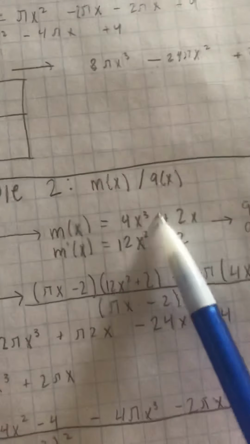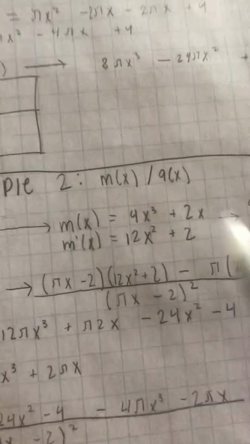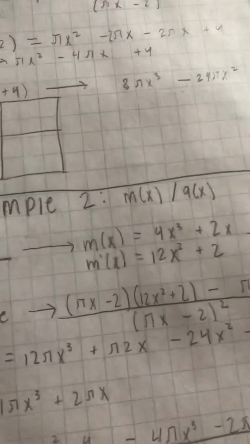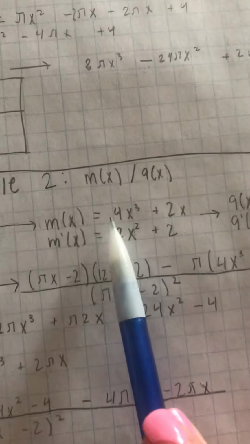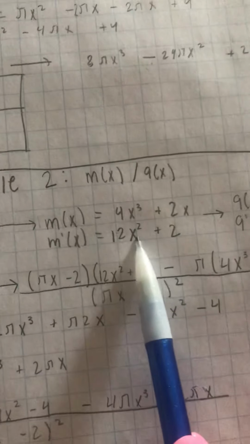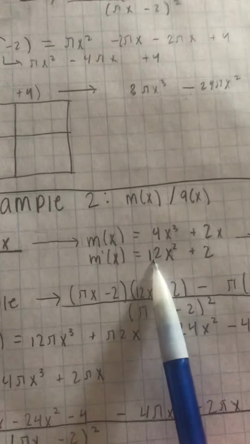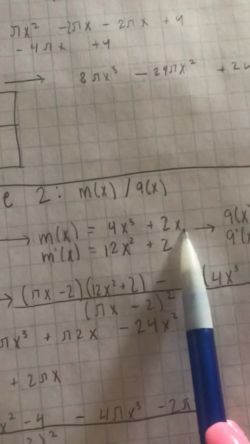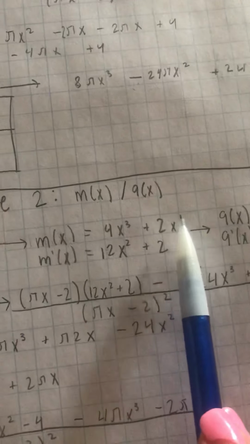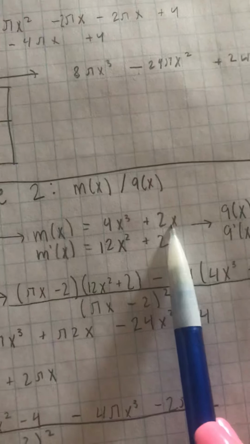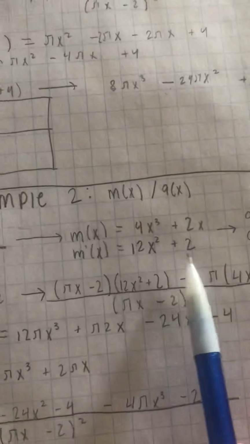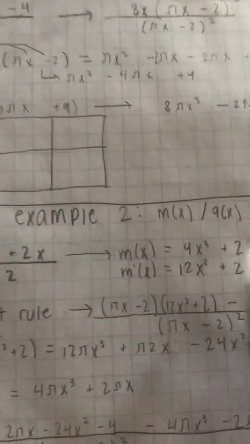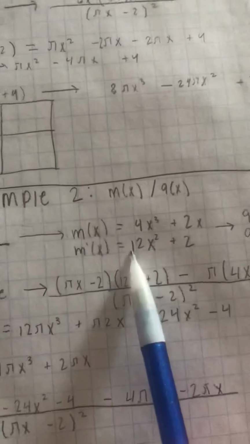So for m of x, I used the power rule to actually find the answer for the derivative. I have a power of 3, so I multiply 3 by 4, and that gets me 12, and then I take 1 away from 3, that gets me the power of 2, so I have 12x to the power of 2. Then over here, x is actually the power of 1. You have 1 times 2, then x becomes to the power of 0, which takes away the x altogether. You have 12x squared plus 2 as the derivative, so that's my terms here for m.